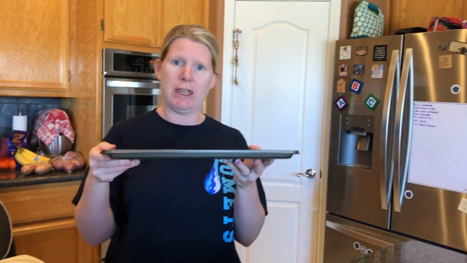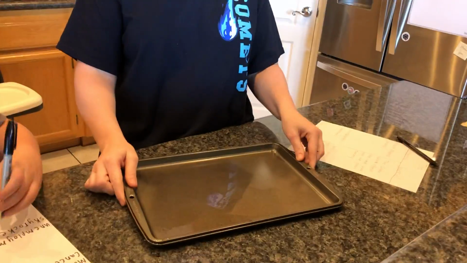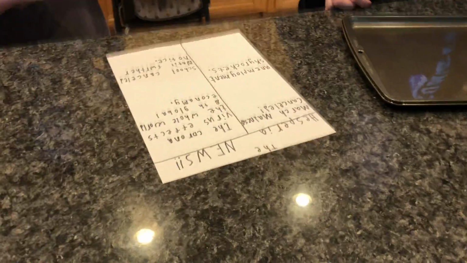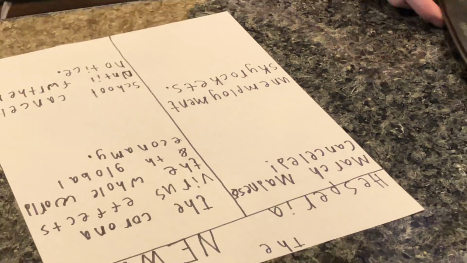Now, for these next 2 steps, you're going to need a parent's help. So what you're going to need is a baking sheet like this, which is what we make cookies on at my house. And then are you done, Melissa? Because I'm using yours. Yeah. Okay, perfect. Oh, one last thing I forgot.